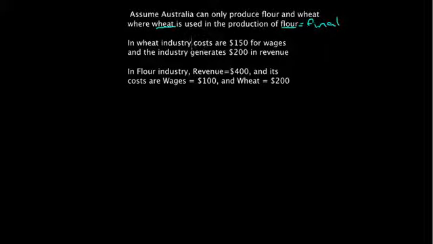Now, in the wheat industry, costs are $150 for wages, and the industry generates $200 in revenue. While in the flour industry, revenue is $400 and its cost of wages equals $100, and it spends money on wheat, and that's $200, which coincides with the $200 in revenue for the wheat.